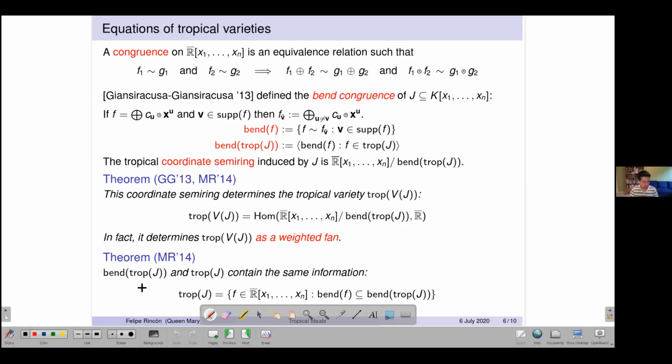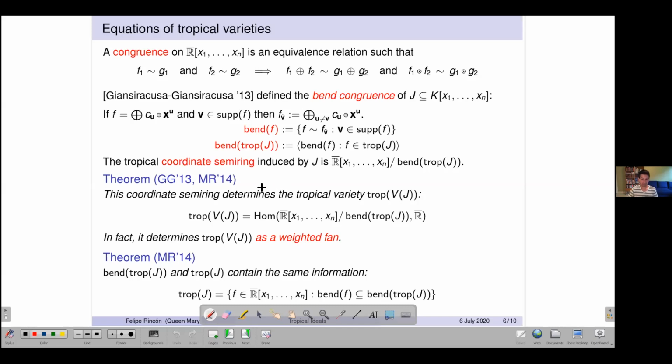Question: if you have the correct type of weighted fan, can you construct a tropical ideal? That's a great question as well. So far we don't have it. You would want to say it is the collection of polynomials that vanish on this tropical variety or something like that. I don't think we know how to do that so far. We don't know how to start with a variety and construct an ideal, an algebraic object out of it, not in general. I'm describing how to do it in the realizable case, but in more general cases, we don't know how to do it.